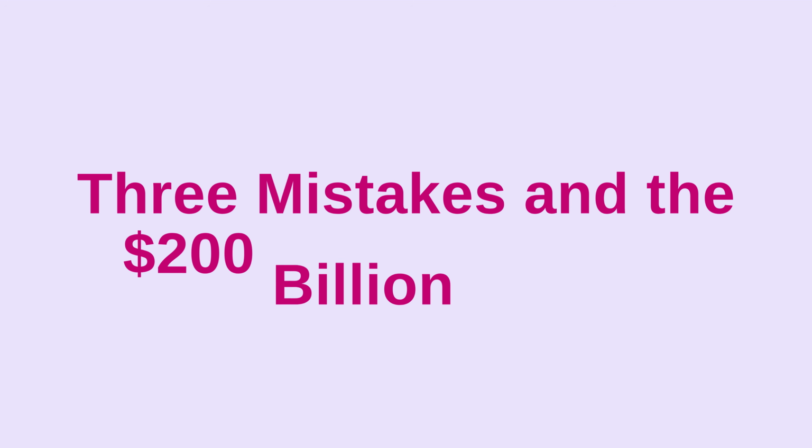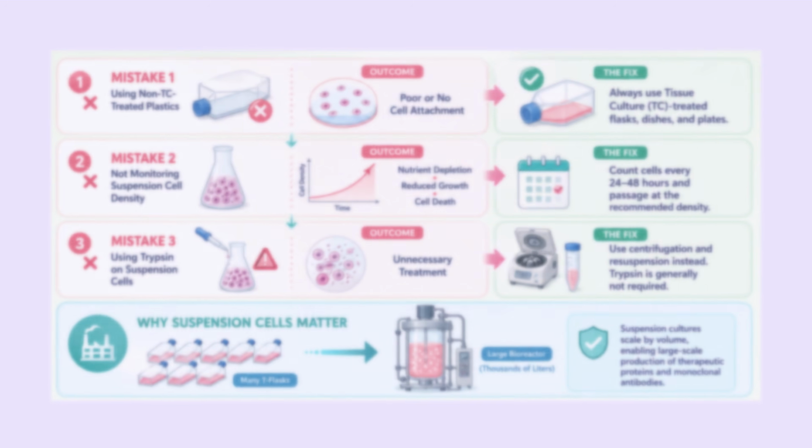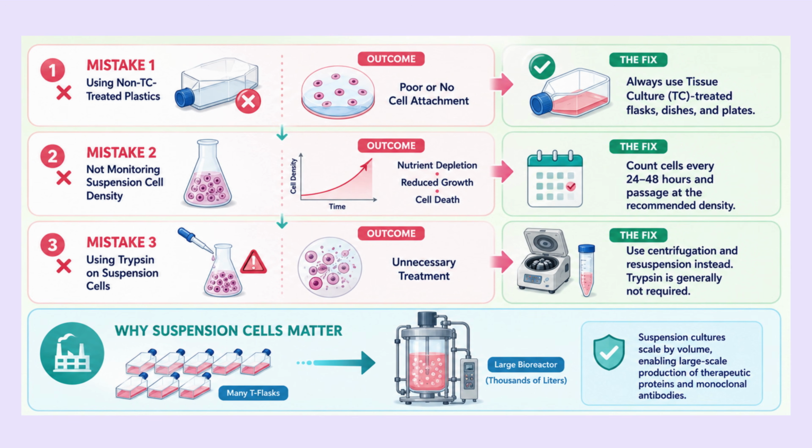3 mistakes in the $200 billion industry. Mistake 1. Using non-TC treated plastics for adherent cells. The fix: tissue culture treated flasks, dishes, and plates have TC in their product name. Regular plastic does not. Adherent cells in untreated plastic will not attach or will attach poorly. Always verify TC treatment status of every vessel before use.